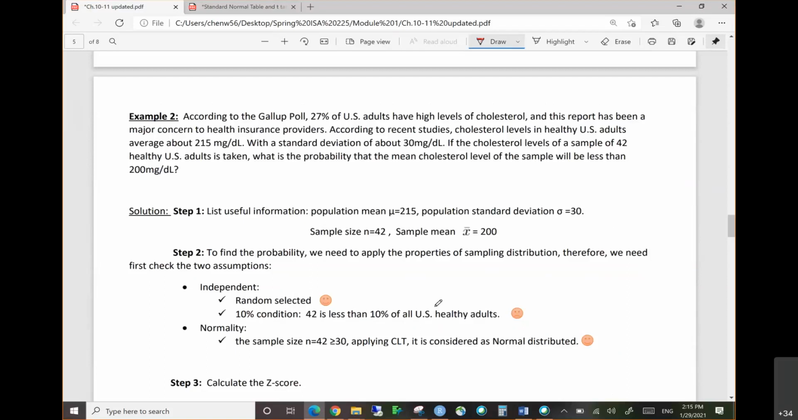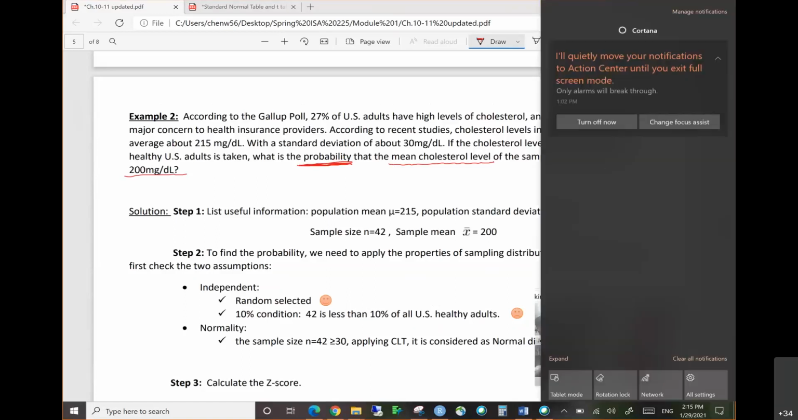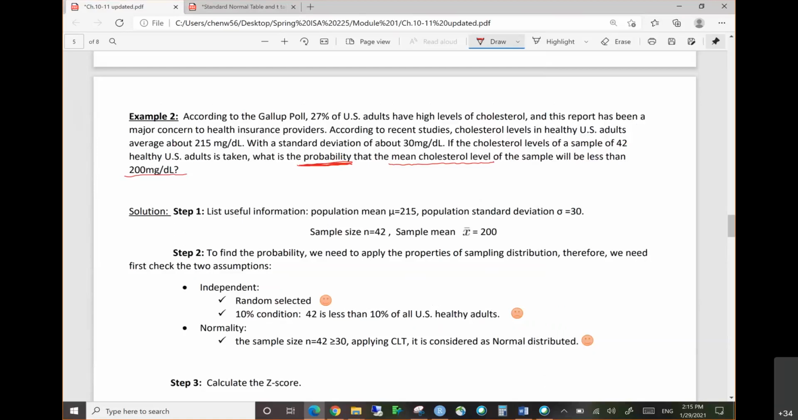Okay, let's read the question again. Mark it. What is the probability? So we are looking for the probability. What is the probability that the mean cholesterol level of the sample will be less than 200? Right, think about the steps first. The first thing: we are looking for the probability, right? So the first step is to check the assumptions. We need to check the assumptions for the mean or the proportion.